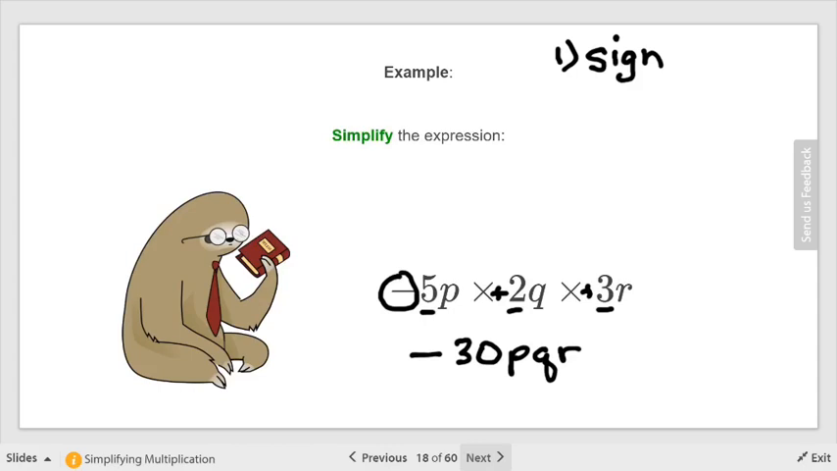Come on, guys, be brave. No, I did do it. It's just I forgot. I said 3 instead of 30 the first time, and I wasn't sure if it was minus or not. There you go. Isn't that the answer? Yep. Negative 30 PQR.